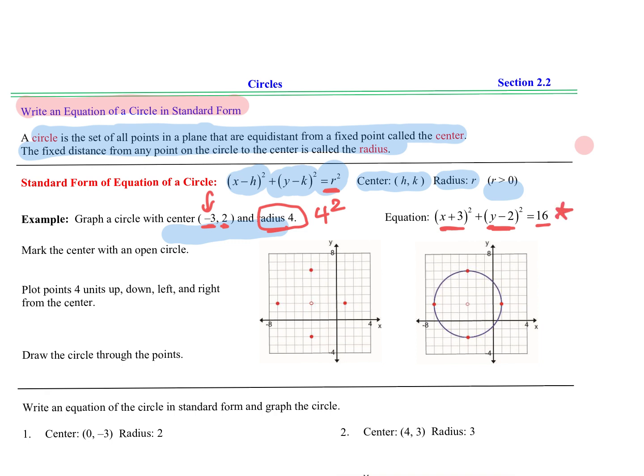Then they even show you how to graph this. In order to graph it, we're going to plot the center, which is (-3, 2), and you'll notice they do an open circle here, and then they use the radius to count and find all the other points. So they go 1, 2, 3, 4 to the right, they go up 4, they go to the left 4, they go down 4, and then they have this beautiful circle over here. So this is something we'll be doing in this section.